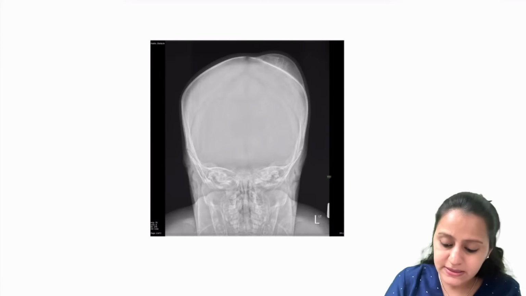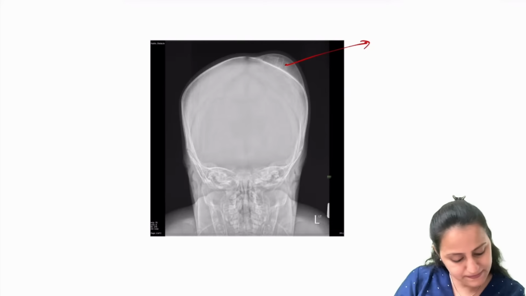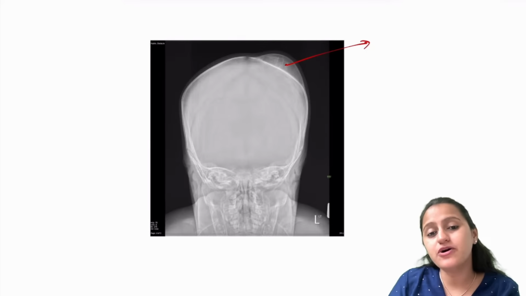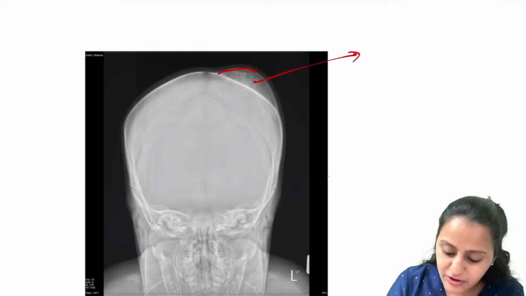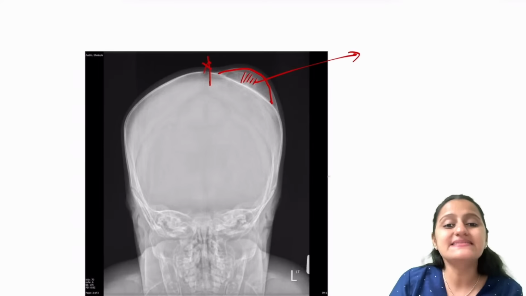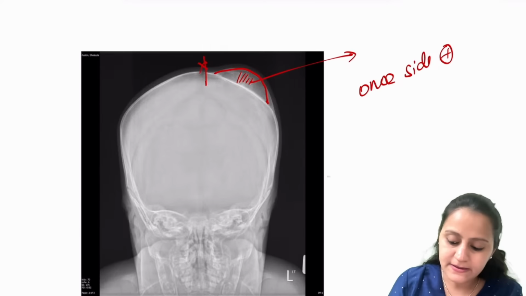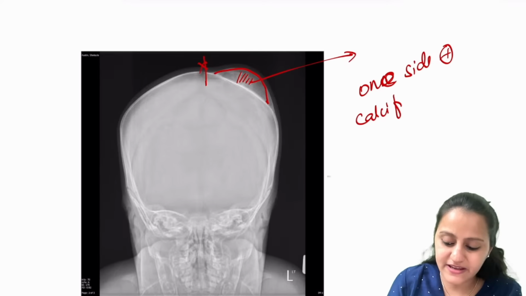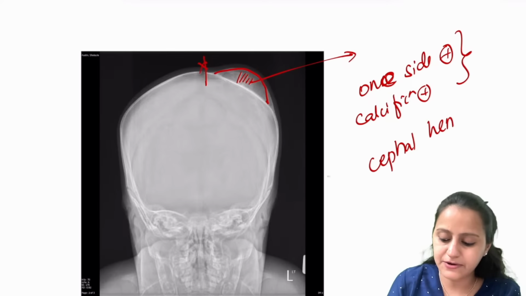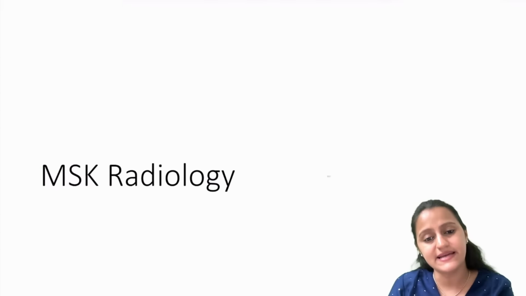This one here, is it cephalhematoma or is it caput succedaneum? Look at this one. First of all, it is on one side. It is not crossing to the other side. Plus, there is calcification present inside. So it is present on one side only, and there is calcification present. This is suggestive of cephalhematoma rather than caput. Has been asked in the exam.